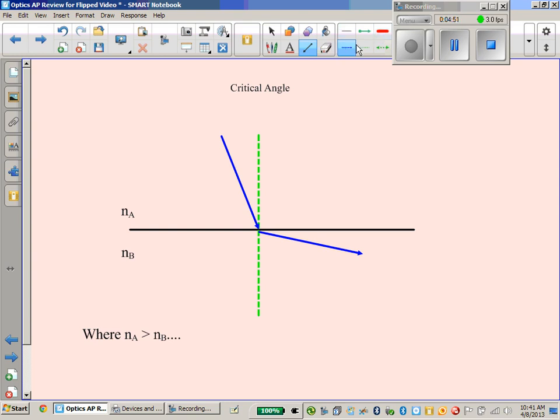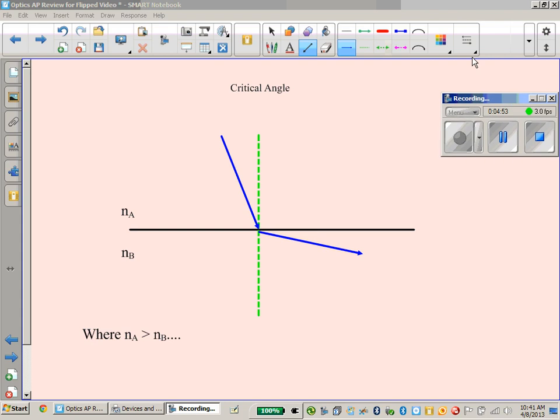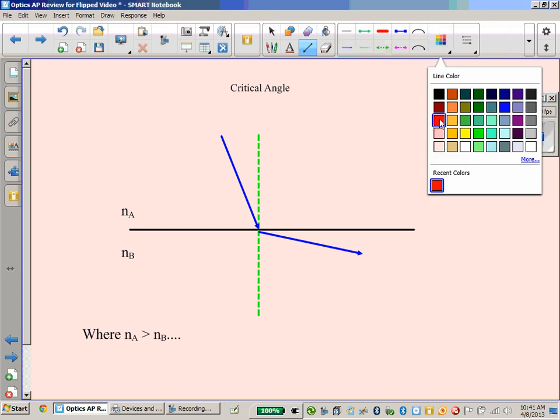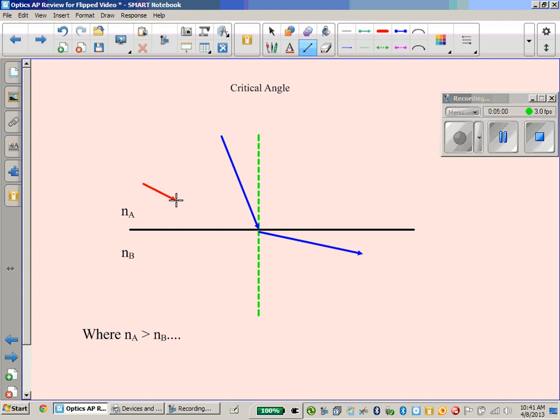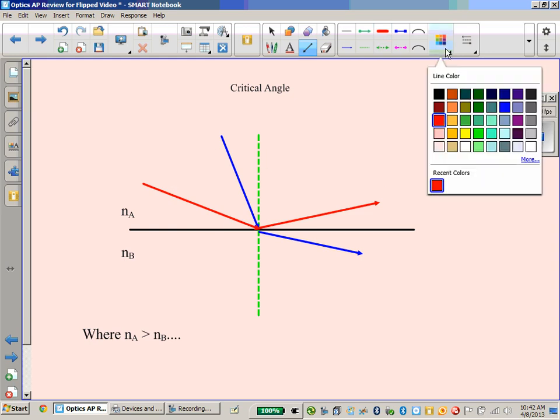There's also a special case. Let me change the color here. If I go from a high density to a low density, and you saw this last year, if I come in at a very, very large angle relative to the normal line, then in some instances the light ray will bounce off. That's because we're beyond what's known as the critical angle. You can see from this example that the blue ray came in at a small angle and refracted. The red light ray came in at a large angle and reflected. There's some angle in between, which is known as the critical angle.